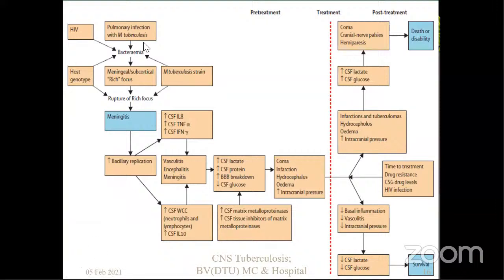If you look briefly at the pathogenesis and the spectrum, you see the HIV infection, pulmonary infection with Mycobacterium tuberculosis, and meningeal and subcortical Rich focus, rupture of a Rich focus, meningitis, increased bacillary replication in the CSF with increase in the CSF interleukin 8, TNF alpha, and interferon gamma, and they cause vasculitis, encephalitis, and meningitis, and there will be increase in neutrophils and lymphocytes.